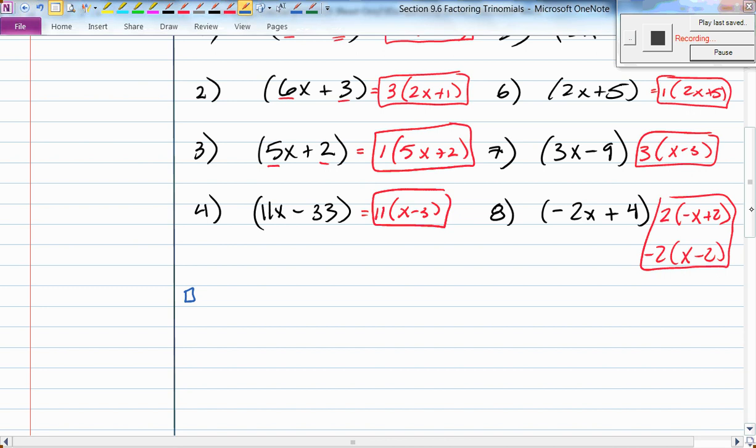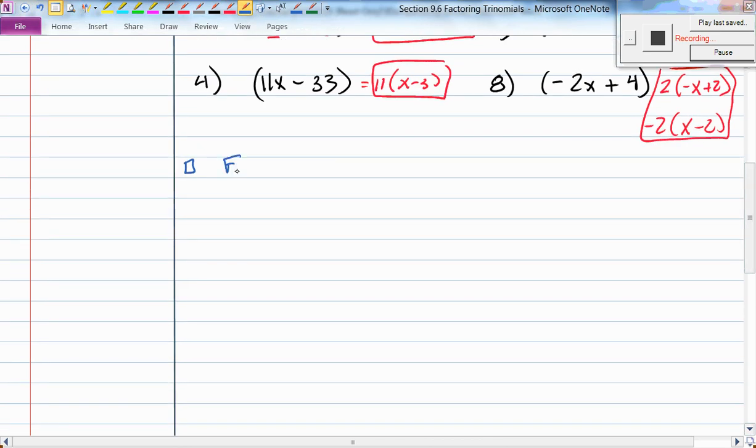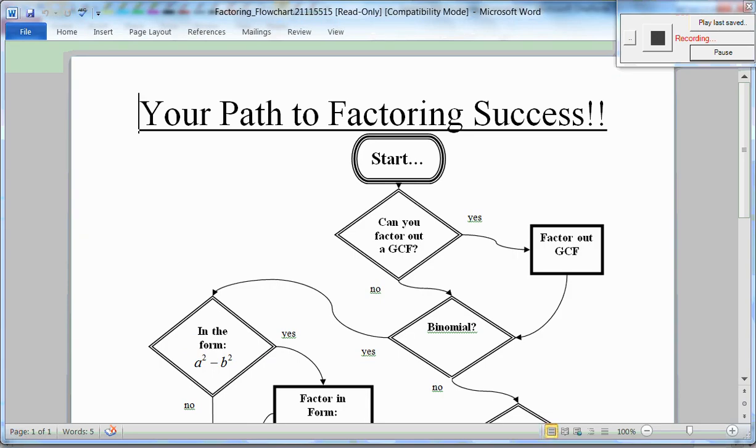Okay, now here's the more difficult part. We're going to factor ax squared plus bx plus c, where the a is no longer equal to 1. You see, beforehand, the a used to be a 1. Now, it's not going to be a 1. So let me show you where we are on our factoring flowchart.